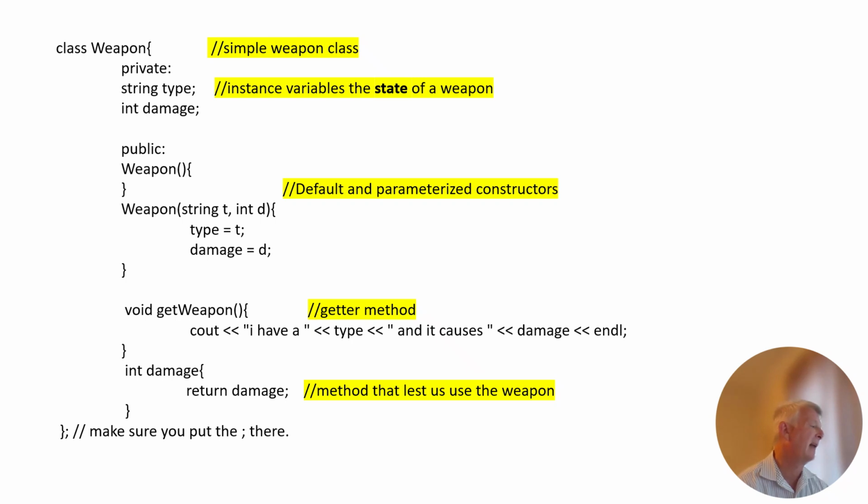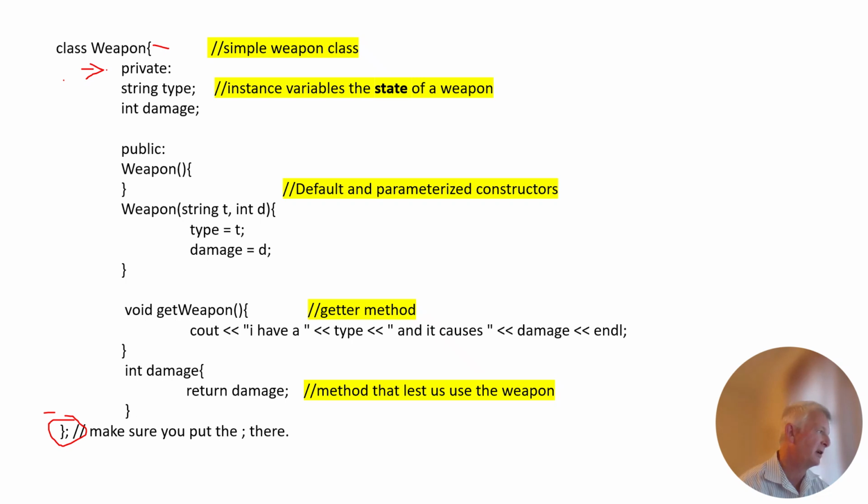So here's my weapon class. Notice I have the little semicolon at the bottom here. Make sure that you have the semicolon after everything inside of here. Keyword class, private instance variables. What makes up my weapon? These are the things that make up my weapon, the verbs or the nouns that make up my weapon. I have a type and I have how much damage it is. That's my weapon. It's not very complex, but it's a weapon.